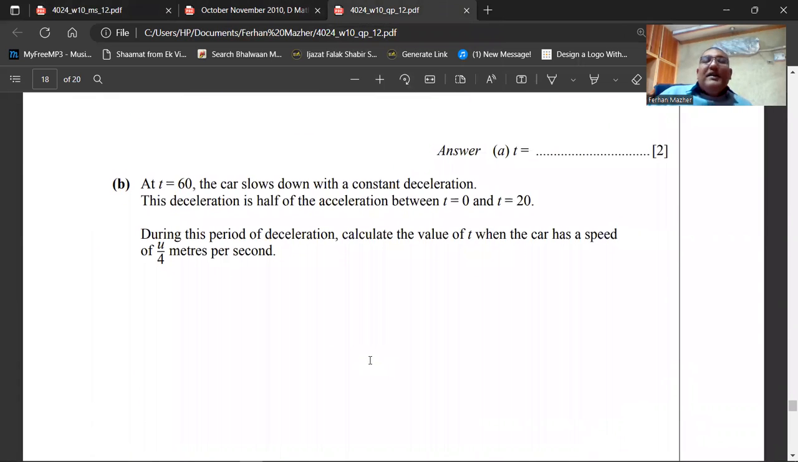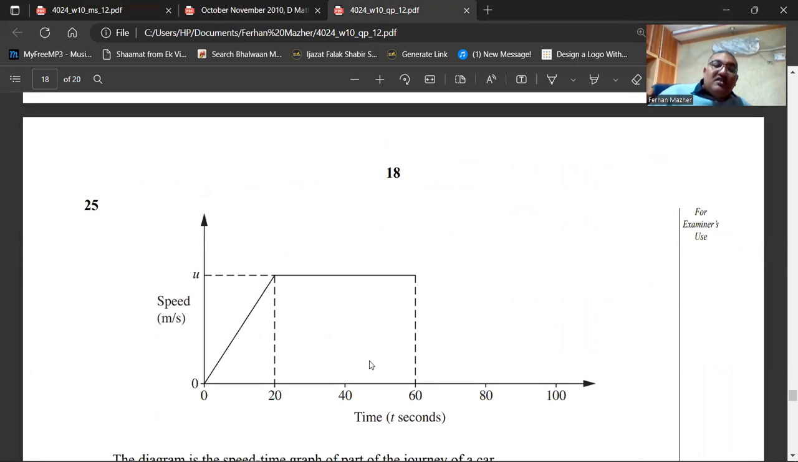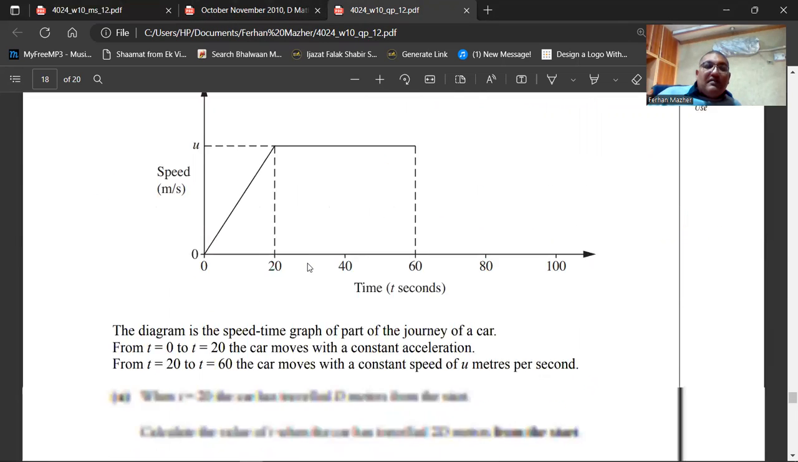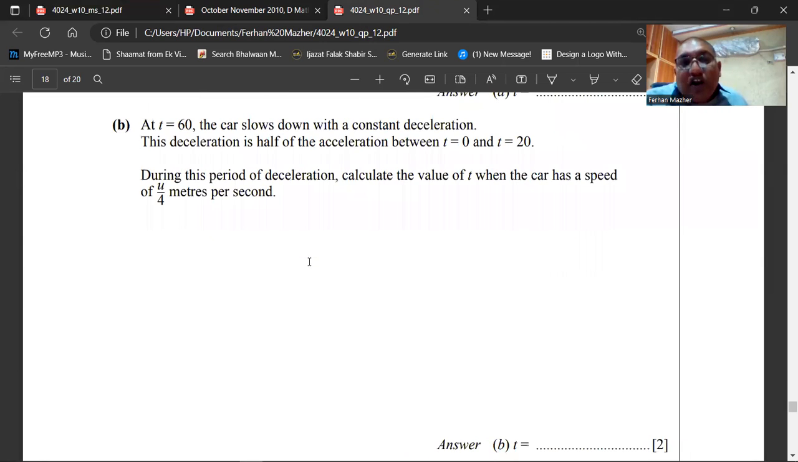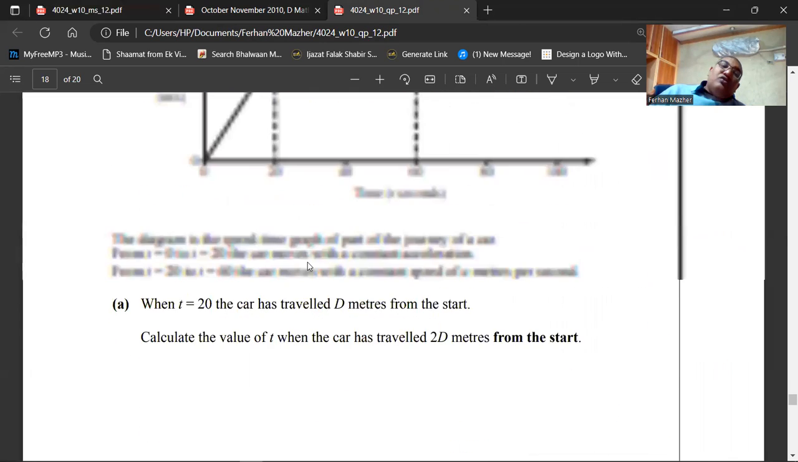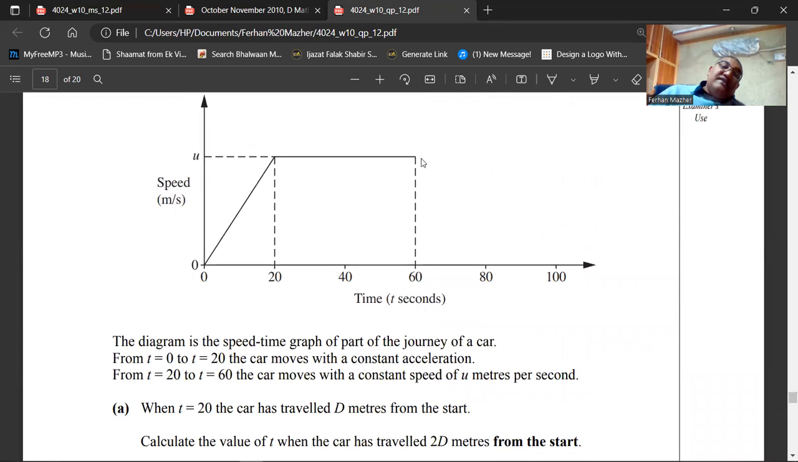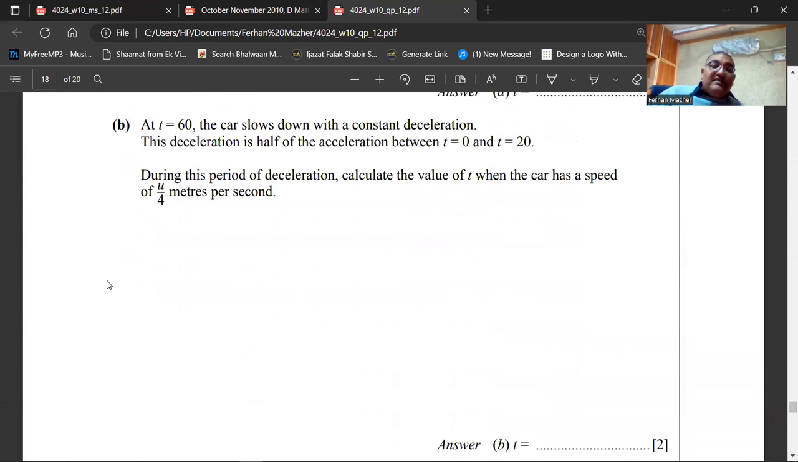Okay, B part. At t equals 60, the car slows down. So the car started slowing down with a constant deceleration. This deceleration is half of the acceleration between t equals 0 and t equals 20. So whatever the acceleration is here, this deceleration is half. For example, to gain this speed, it took 20 seconds. To lose this speed, because the deceleration is half, it will take more time, like double time, 40. Okay. So I will use this given thing.